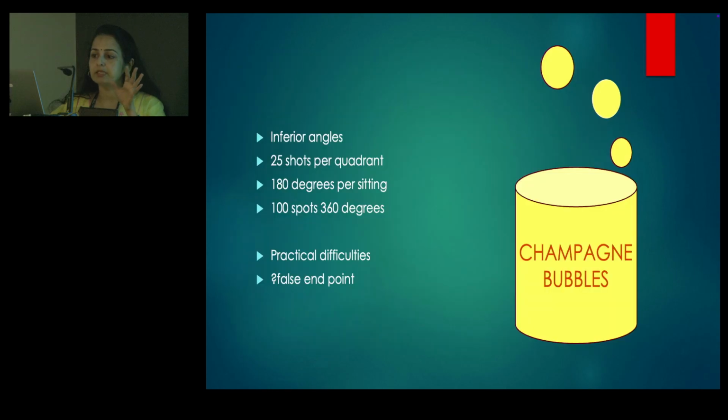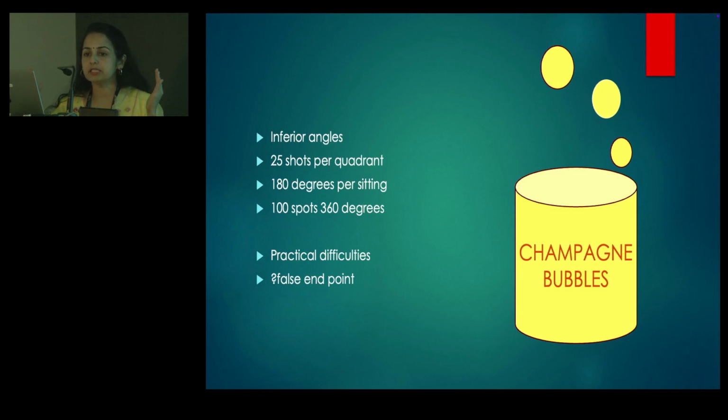So champagne bubble is taken as the endpoint. Usually I select the inferior angles first because it is the wider angle. It is the widest angle in any eye. So for easy doing, I select the inferior angles first. So you have to focus on the superior mirror and do continuously. 25 shots each quadrant. So 180 degrees, you give 50 shots.